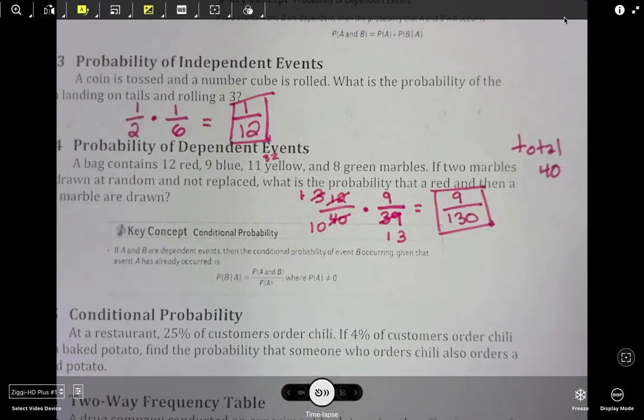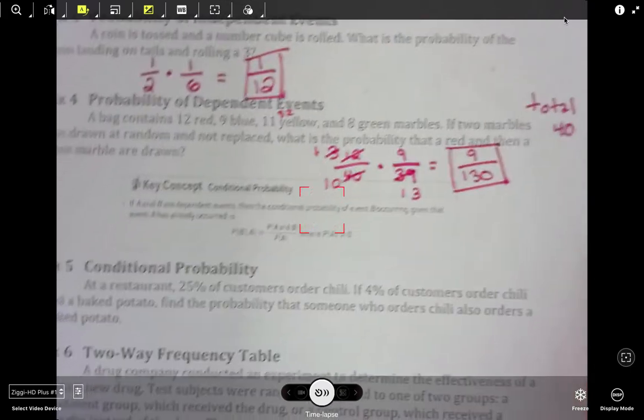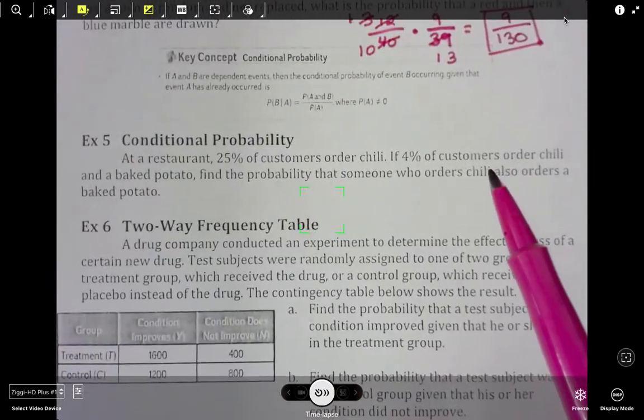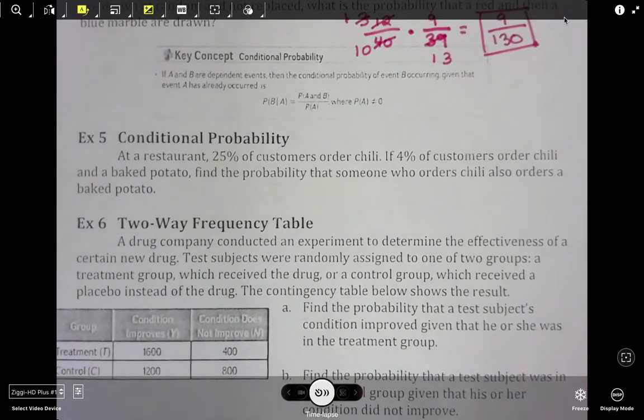All right, now moving on to conditional probability. I have so many kids that screw this up a lot, so pay attention to this because this is important.